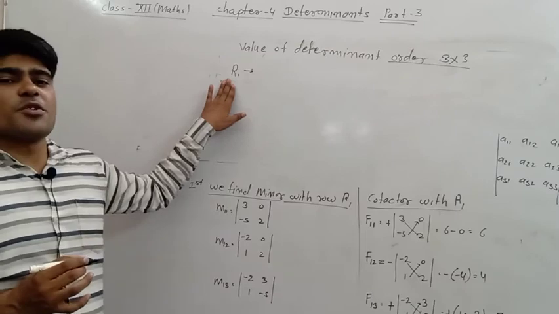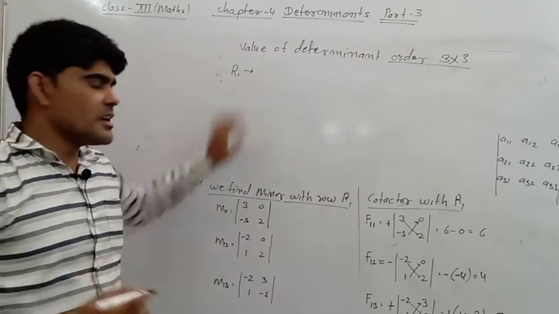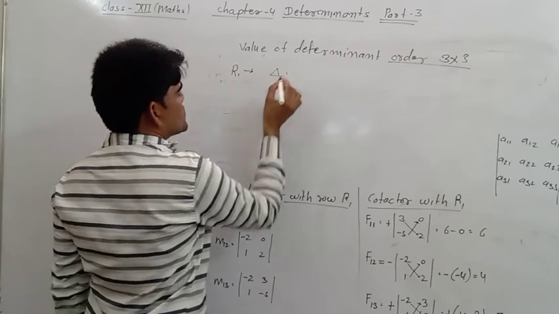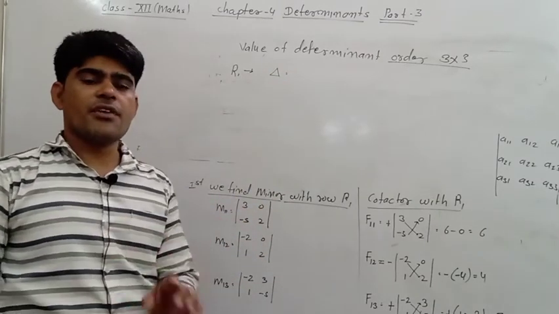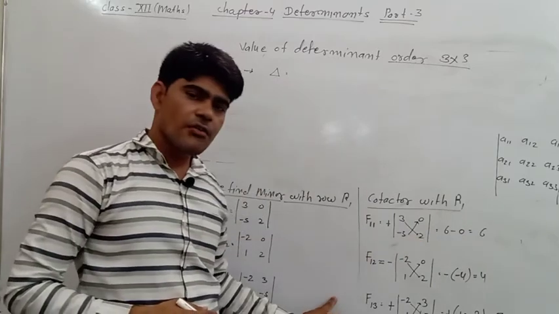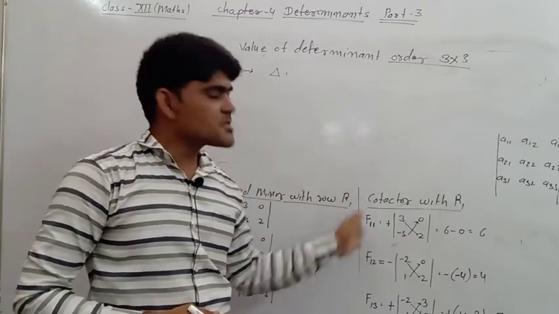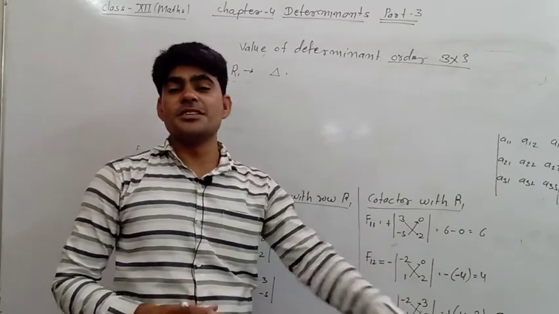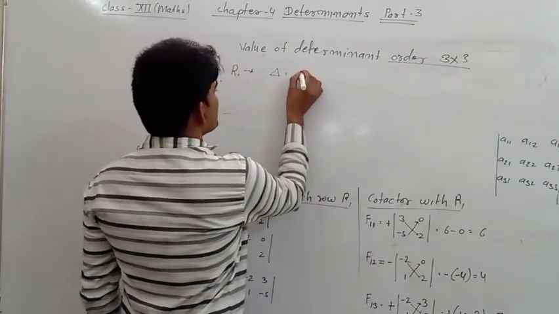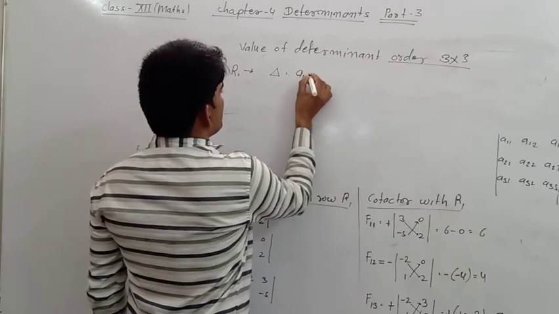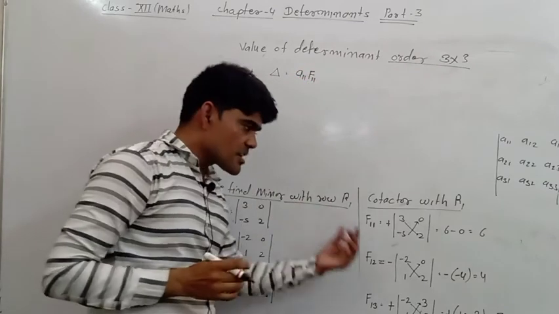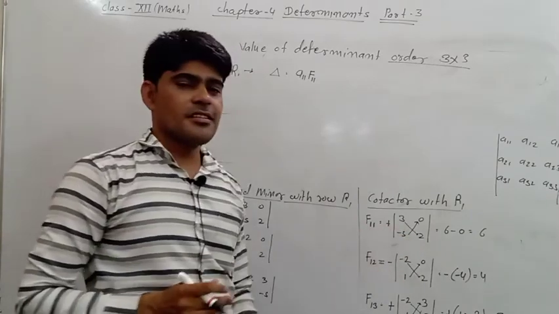R1 के रेस्पेक्ट में अपने को डिटरमिनेंट की वैल्यू फाइंड करनी है. Then value of determinant del equals to, first we find the cofactor of determinant. There's a cofactor. Then the cofactor is multiplied by the element, means element से only multiply ही करना है. Its formula is A11 into F11. We multiply the sign already of the minor.